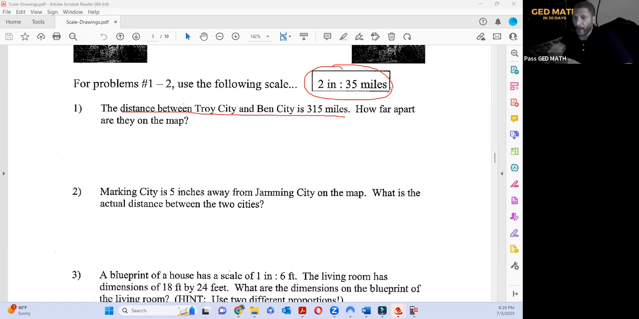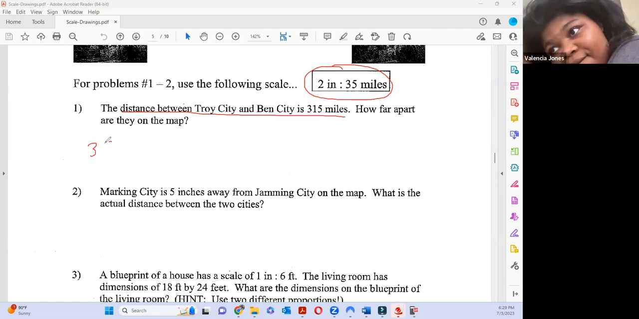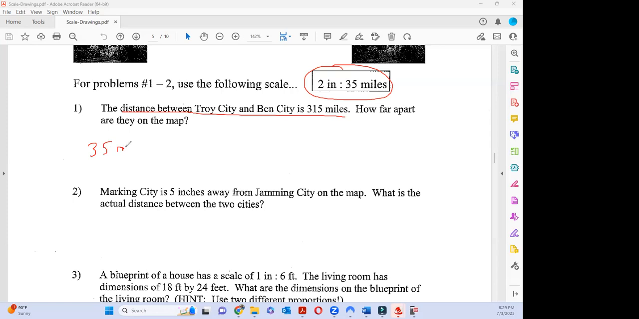Can somebody tell me? I would have divided. Divide what? I would have divided the 35 over the 2. Yeah, like that. And you get what?